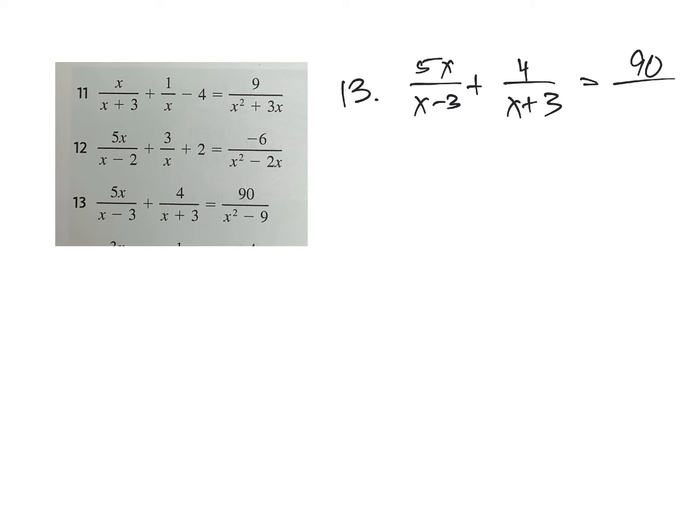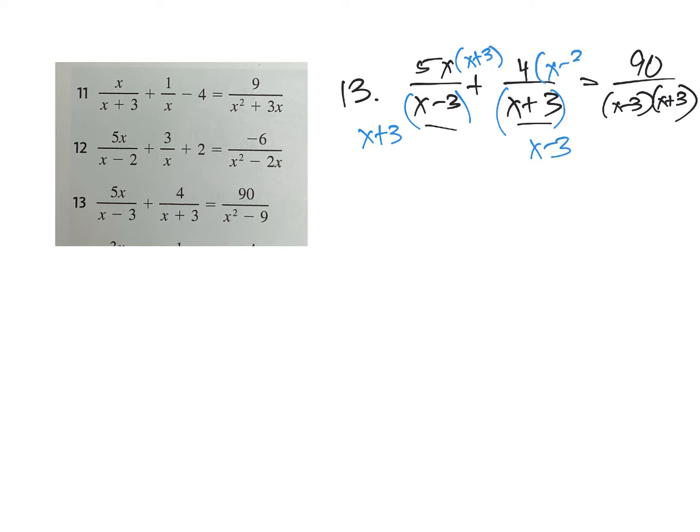Let me clean this up here. Number 12 here. No, 13, sorry. 13. So 5x over x minus 3 and 4 over x plus 3 equals 90 over, that's the difference of squares, x minus 3 times x plus 3, which happens to be what these other two are. So we need an x plus 3 here, and we need an x minus 3 there, and the 90 already has the right denominator.